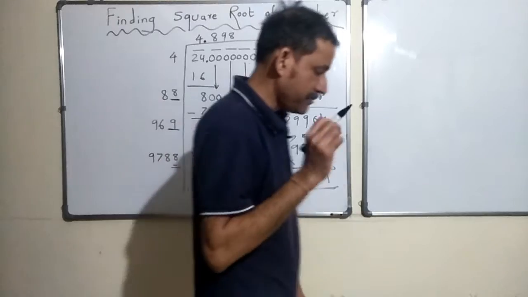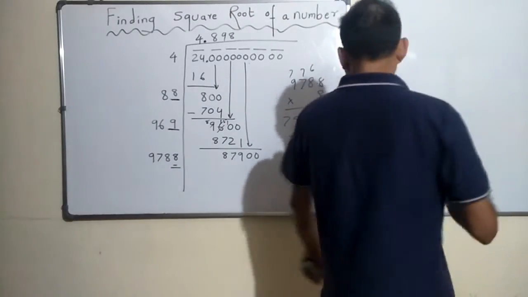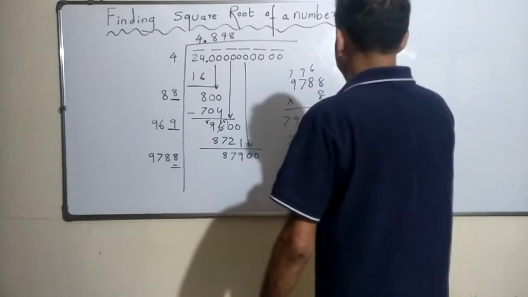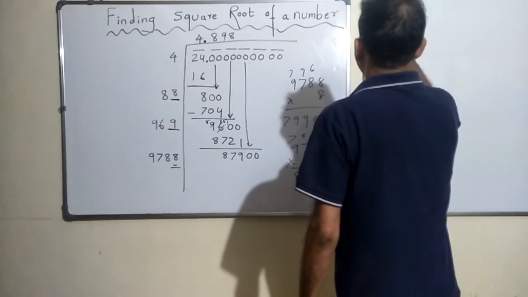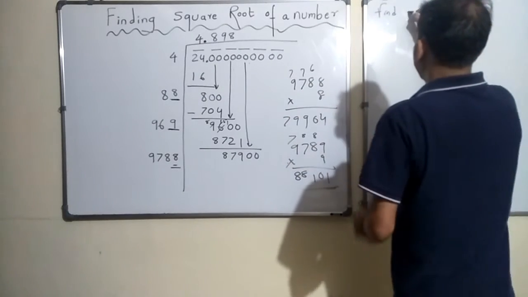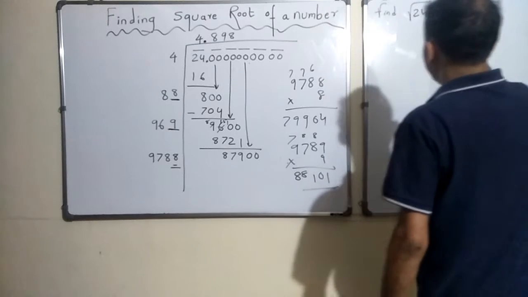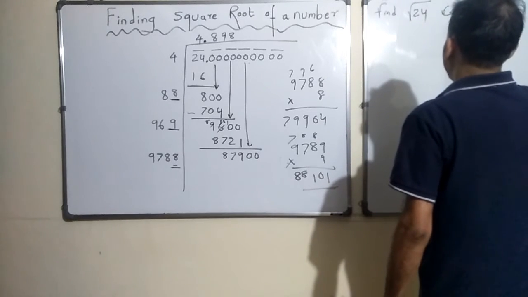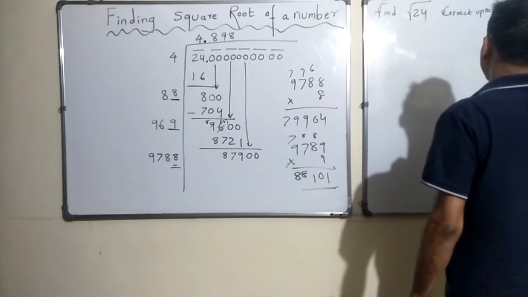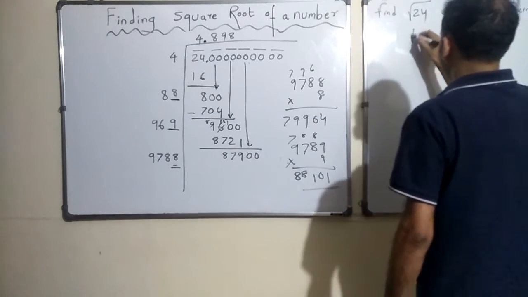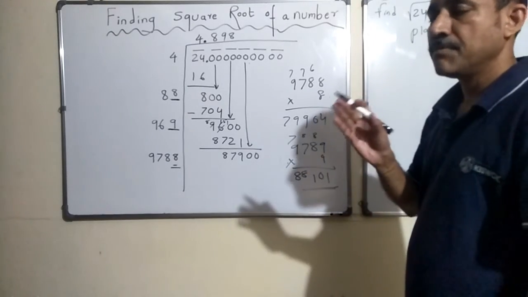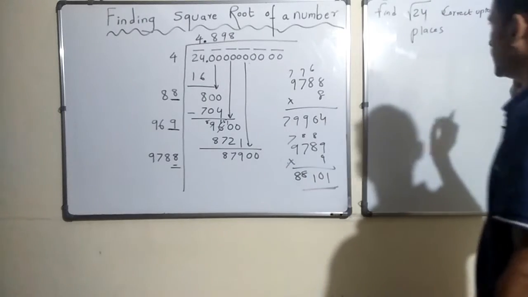In that case, sometimes in the exam they ask you, find out the square root of 24 correct up to 2 decimal places, right? What do you mean by decimal places? The number of digits after the decimal point is 2, if you are saying 2 decimal places.